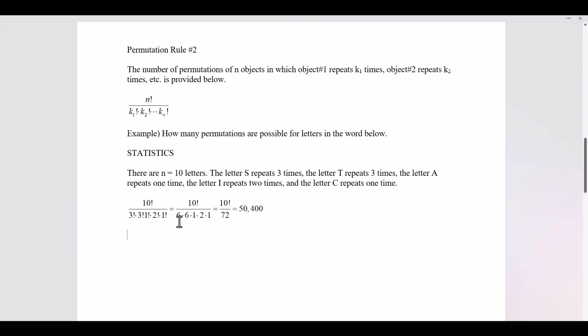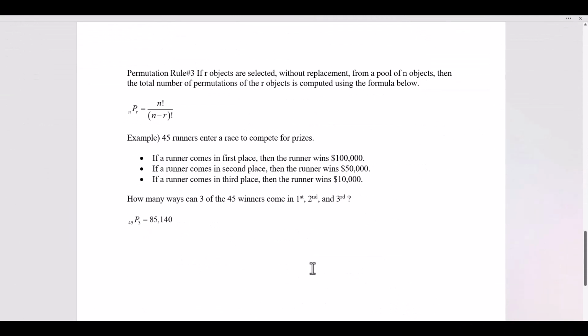3 factorial is 6, and 2 factorial is 2, 1 factorial is 1. I like to multiply out all the values in the denominator to get 72, and then I will divide 10 factorial by 72 to get 50,400.